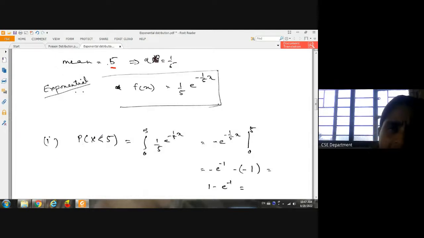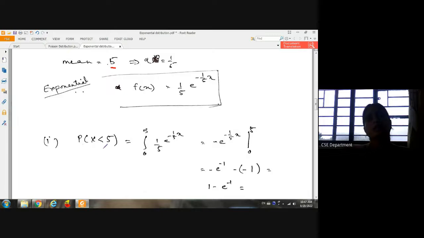So do it. They have said the mean is 5 and it is exponential. So mean is 5, so alpha is 1 by 5. The exponential distribution formula is alpha e to the power of minus alpha x. So this is the exponential distribution. Probability x is less than 5. So the call will finish in less than 5 minutes is the integral from 0 to 5 of 1 by 5 e to the power of minus 1 by 5 x.